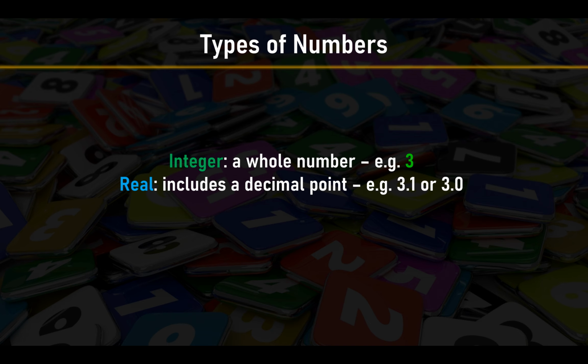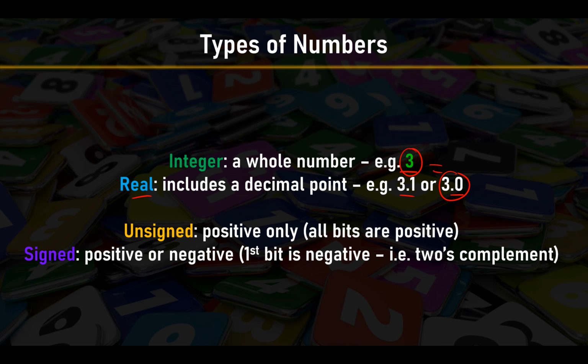If we move on to the different types of numbers, one is an integer, and an integer is just a whole number, e.g. 3. Then there's a real, which includes a decimal point, e.g. 3.1 or 3.0. These are equivalent: if we say 3 integer, that's equal to 3.0, the real number. Unsigned, we mentioned, is positive only, so all bits have positive values. Signed can be positive or negative, and we say the first bit is negative, or rather the MSB, the most significant bit, is negative. This is also just 2's complement.